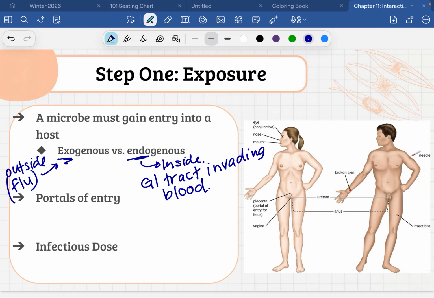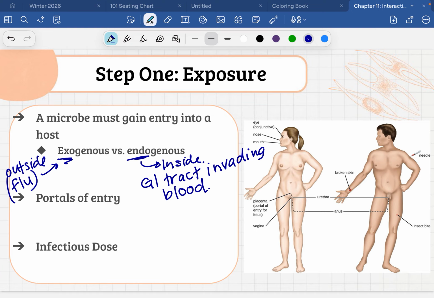Okay. And portals of entry are, for the most part, going to be, and this is a kind of weird way of thinking about it, but it's true, either a natural or an unnatural hole in your body. Okay, so most of your body is covered with skin. And your skin is a very tough outer layer. We'll talk more about this when we get to the immune system. But your skin is going to block just about everything.